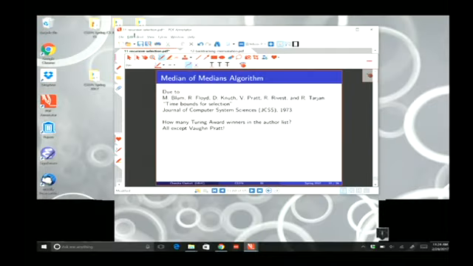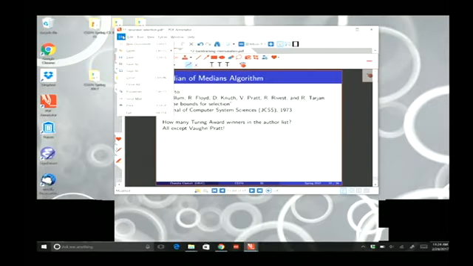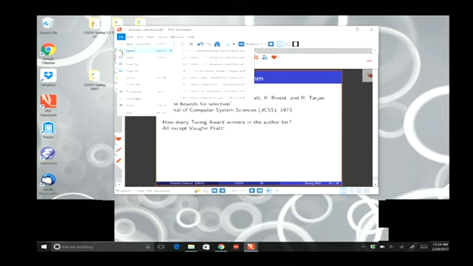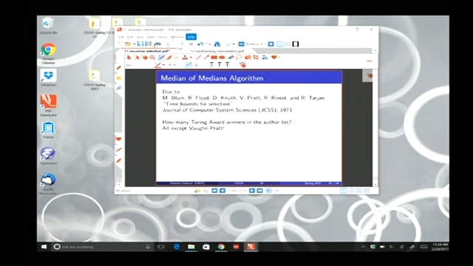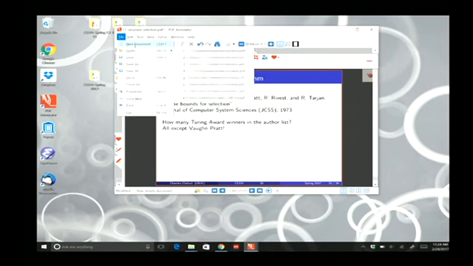So that is selection. It's the first non-trivial algorithm you have probably seen which is based on recursion.